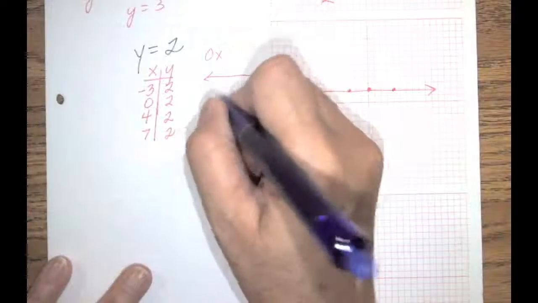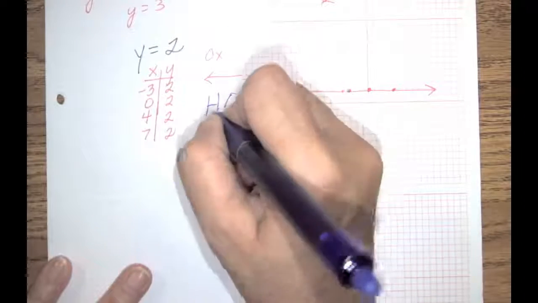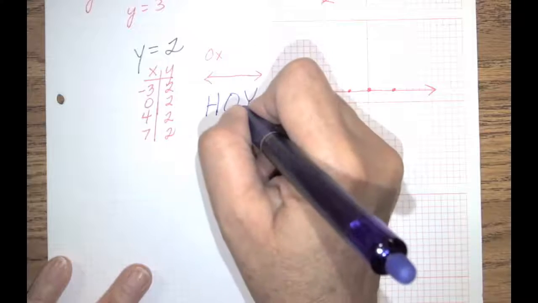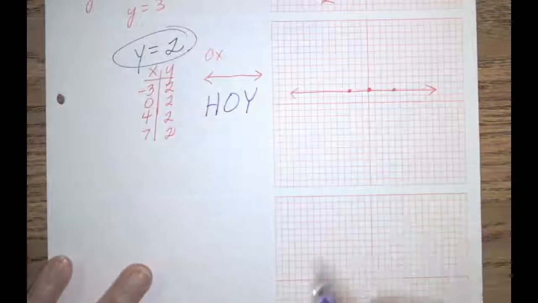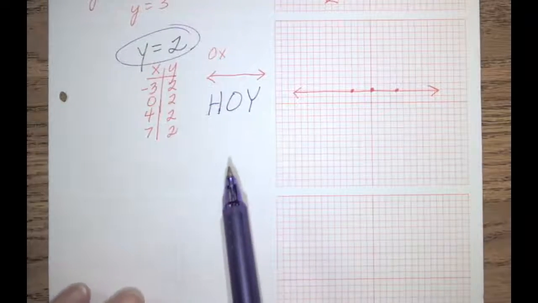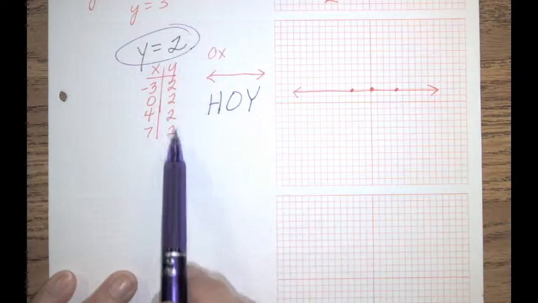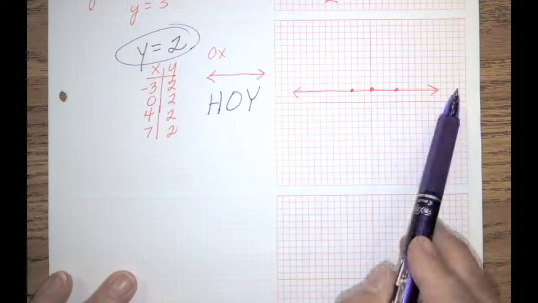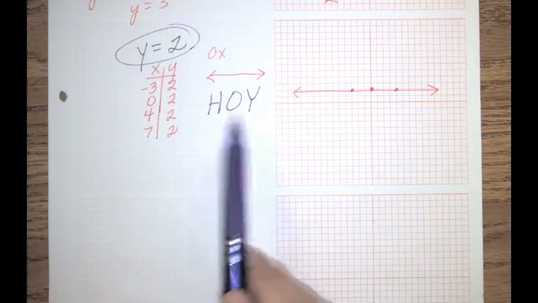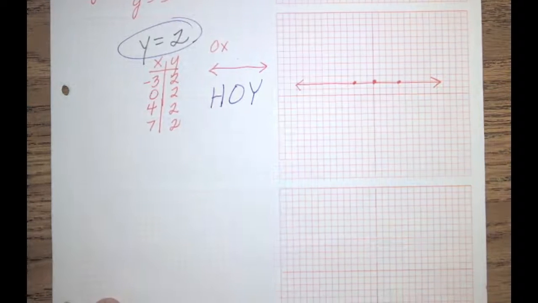Another way you can remember this is HOY. Horizontal lines have 0 slope and only a y. So it's up to you how you remember it. You can remember 0 slope is a horizontal line. You can make a table of values: y is always 2. You can remember HOY: horizontal lines have 0 slope and only a y.